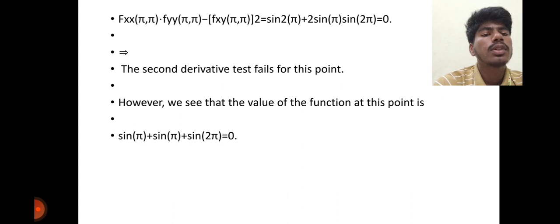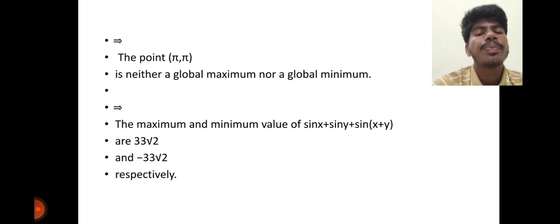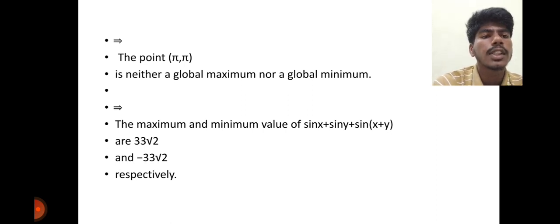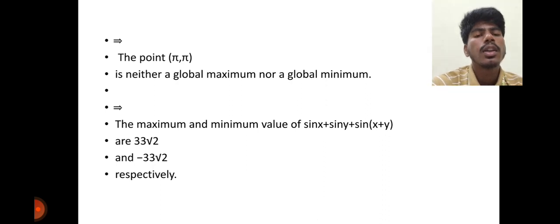However, we see that the value of the function at this point, sin pi plus sin 2 pi, is equal to 0. Here the global maximum and minimum values of sin x plus sin y plus sin of x plus y are 3 root 3 by 2 and minus 3 root 3 by 2 respectively.